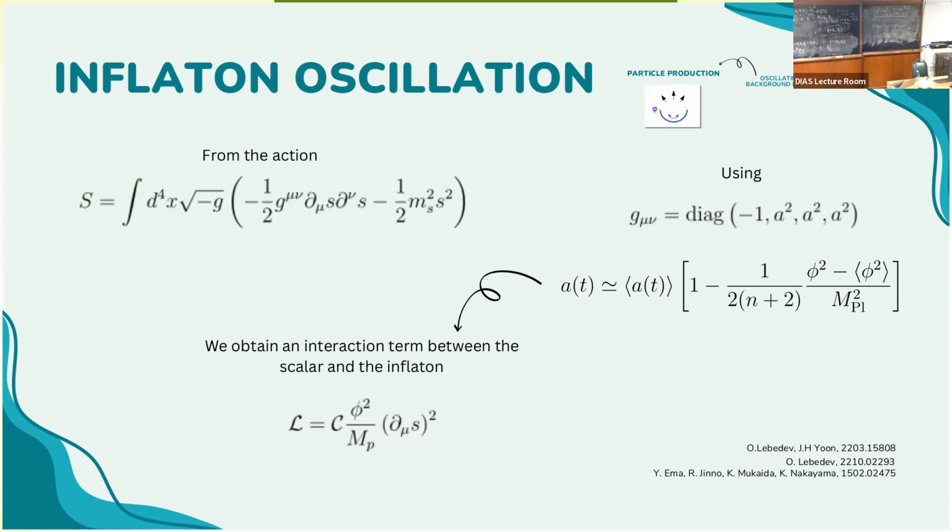So my understanding of this is that once we can write the scale factor as dependent on phi, the inflaton, then we have the metric, which is this one. If we plug in the metric here and here, then we get an effective coupling between phi and S.